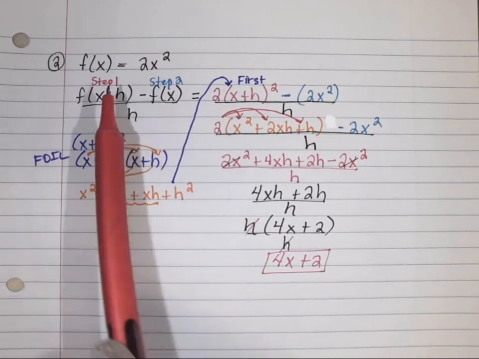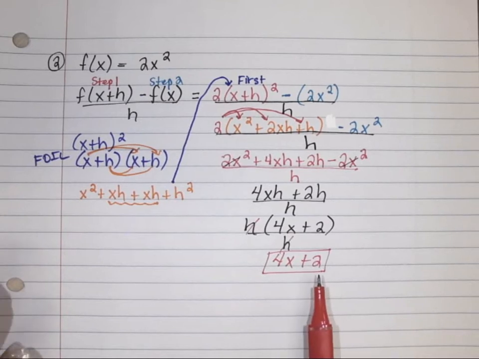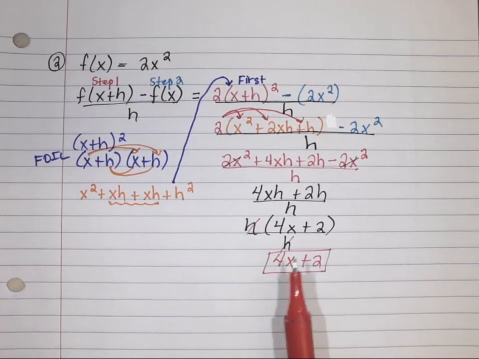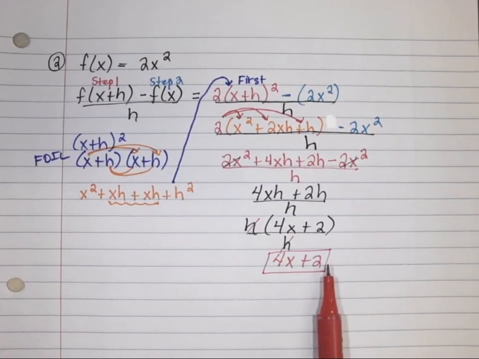Of course, that's a parabola, and what you're going to see later on in pre-cal, tangent line, that would be the slope of that tangent line.